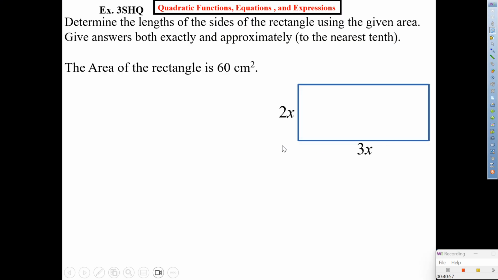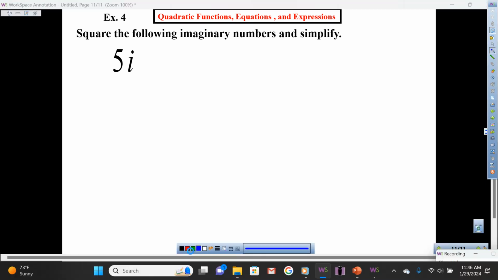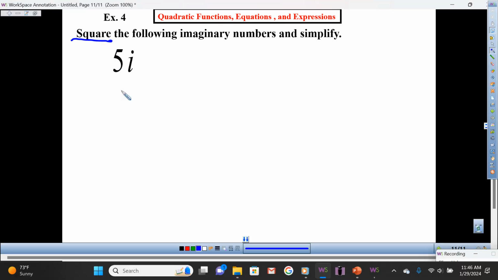Example number 4. Right, example 4. We're moving on from word problems now to imaginary. Here we go. Copy this one. Example 4, write 5i. There's going to be a section in tonight's home plate where they ask you to square each imaginary number. So what are they going to ask us to do? Square. So put this in parentheses, squared.